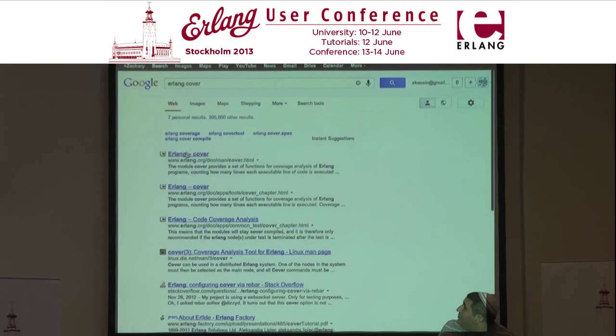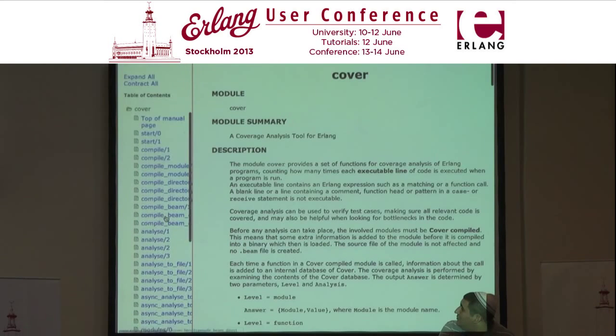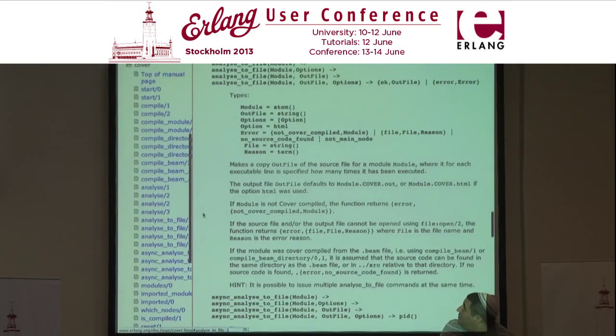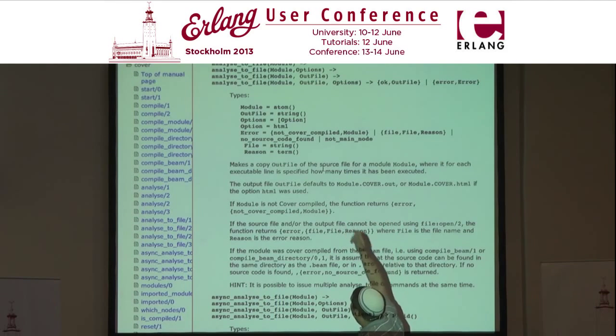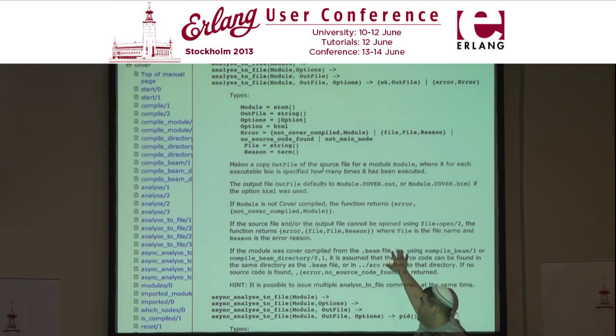I never remember all the options and parameters to this thing. But basically, you say cover analyze to file, and then you get module.cover.out, and you just give it the option HTTP there, and you see the parameters, and you get that file. So if you have other kinds of tests, you want to see how it covers. This is really useful. You can also do it asynchronously if you should so need.